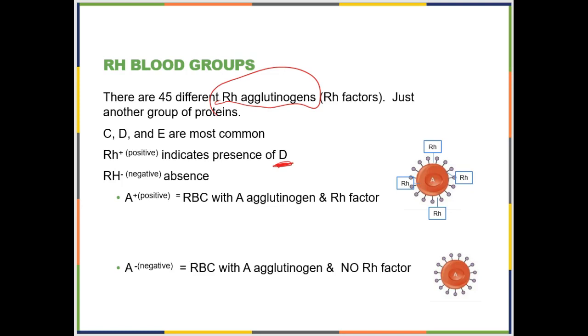So then, if somebody is Rh positive, it means they have the Rh protein, and you give them a little positive next to their blood type. If they're Rh negative, it means they don't have it, so you give them a little negative. So let's say you have the A protein plus the Rh protein. That means you are A positive. If you have the A protein but no Rh factor, then you are A negative.